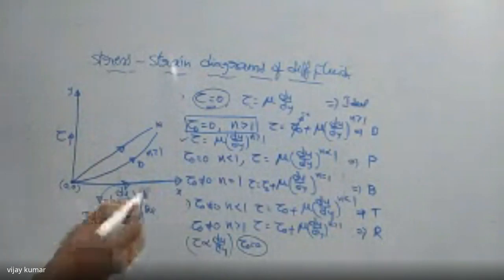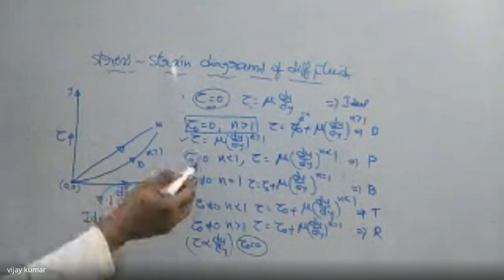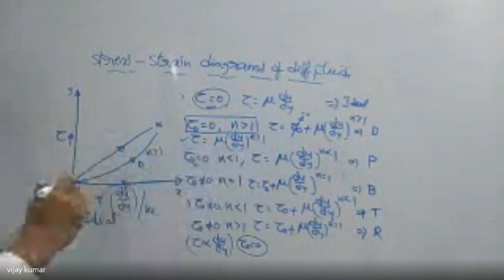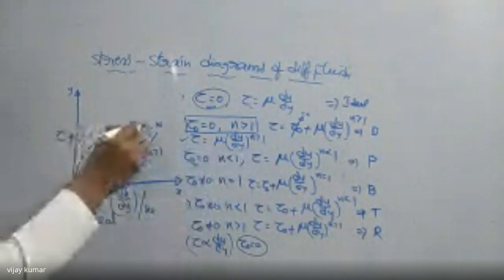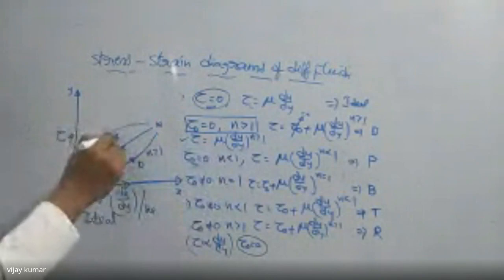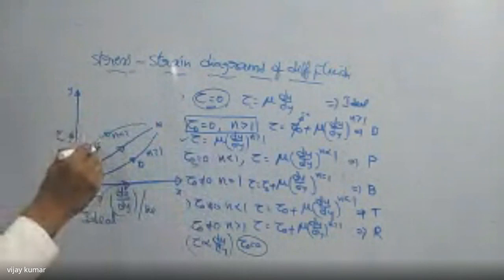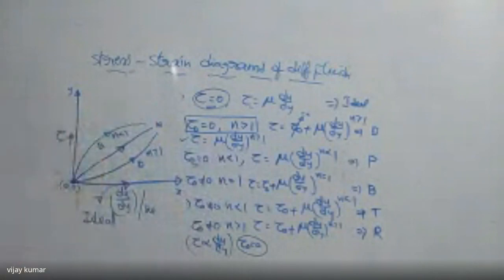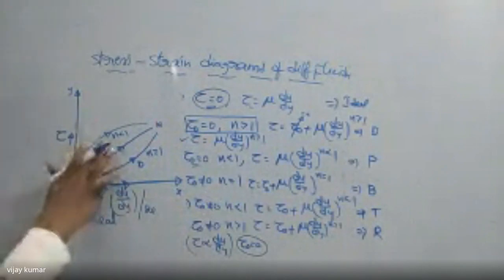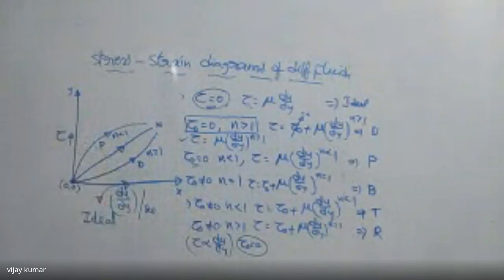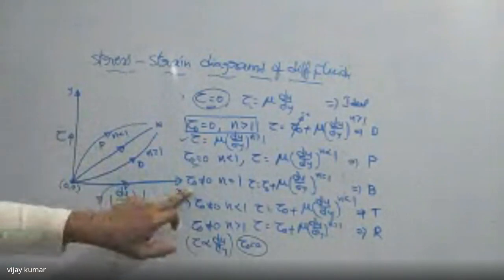And in case of pseudoplastic fluid, this is the condition. Tau naught is 0 and n is less than 1 means we are getting the curve like this. This is n is less than 1. So this is pseudoplastic, sorry, this is pseudoplastic. Now the third one is nothing but the fourth one.